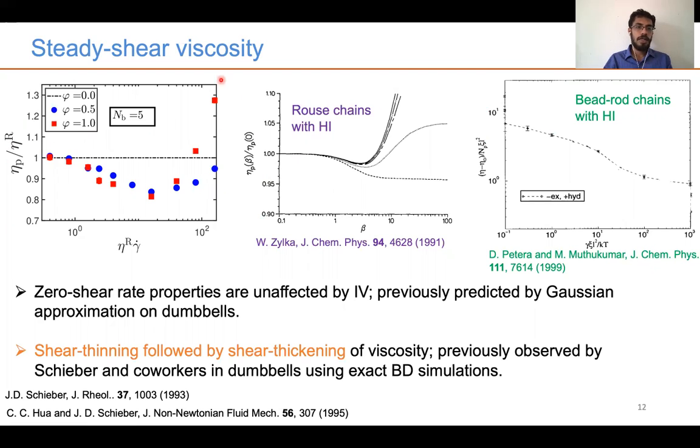There is a notion in the literature that in the limit of infinite internal friction, one approaches the rigid rod limit. However, our viscosity data at least contradicts this expectation because while bead rod chains show a high shear rate plateau in the viscosity, there is no hint of a plateau formation for the viscosity of chains with internal friction.